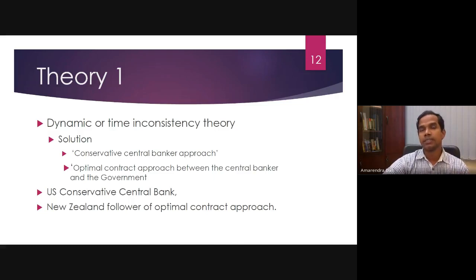If the fiscal authority adopts an expansionary fiscal policy, the solution could be that the monetary authority adopts a conservative central banker approach. The optimal contract approach would be between the central banker and the government. They should sit together, talk to each other and find out the solution. If you look at different banks, the US adopts a conservative central bank approach, and New Zealand is a follower of the optimal contract approach. In the optimal contract approach, the monetary authority and fiscal authority check out the path to follow, and they stick to that. New Zealand follows the optimal contract approach.